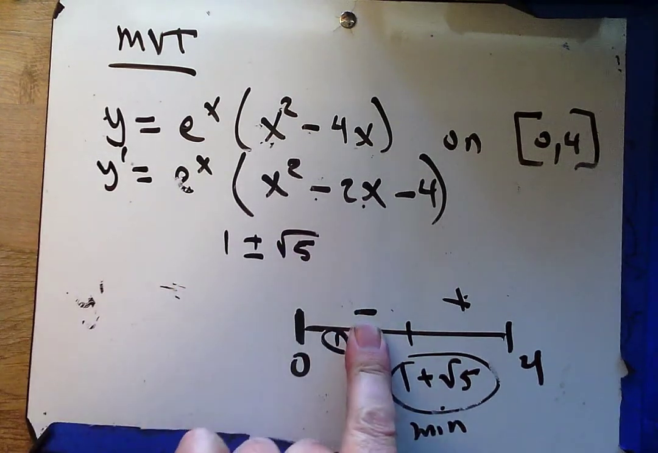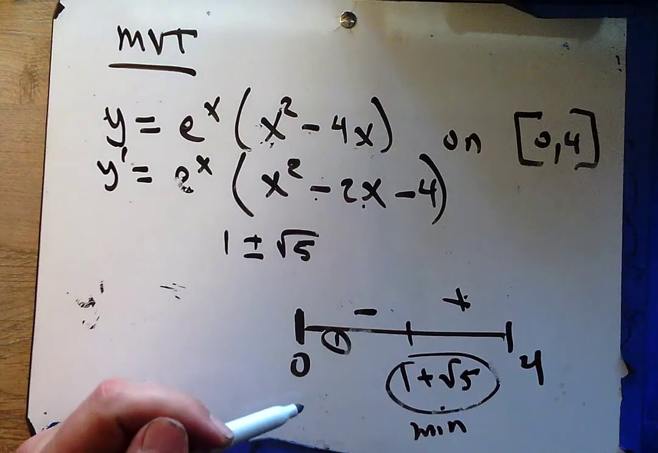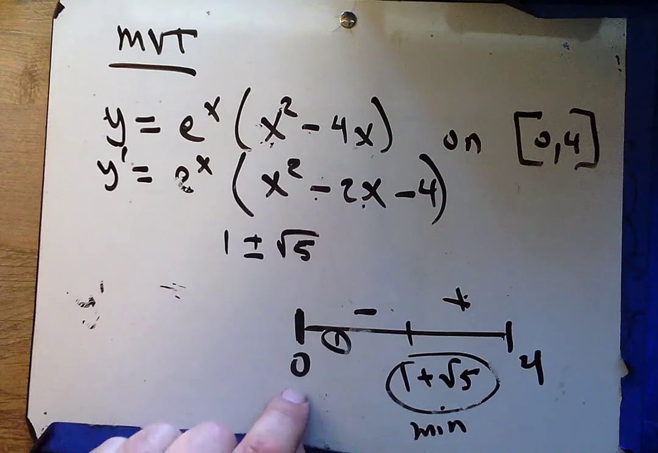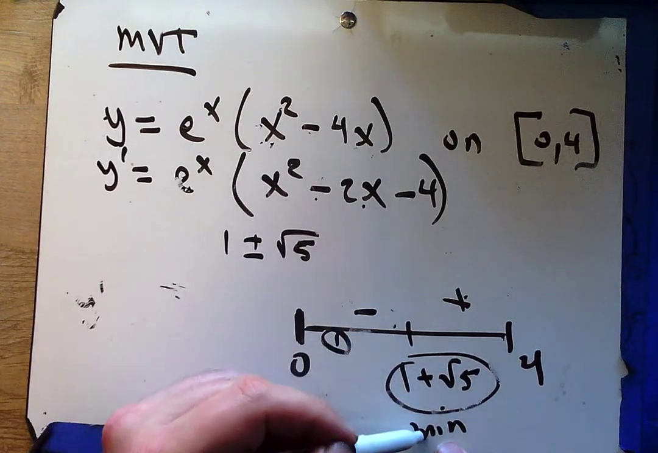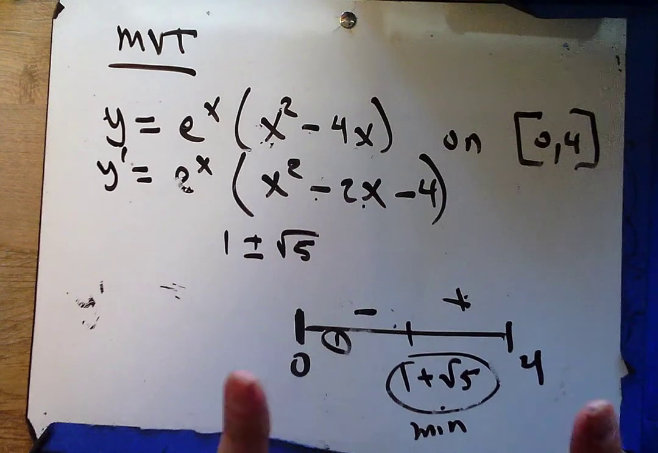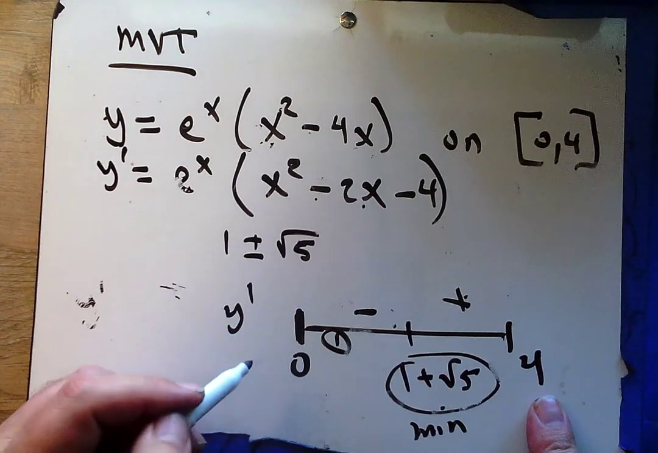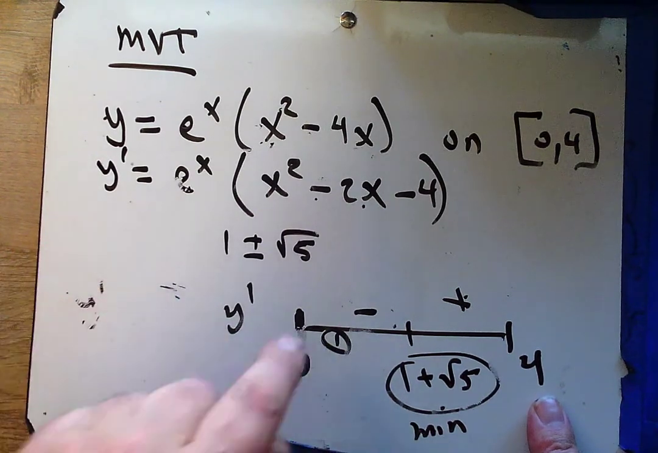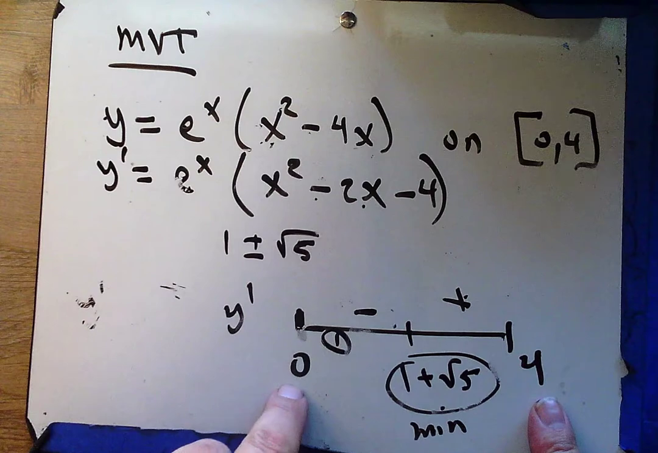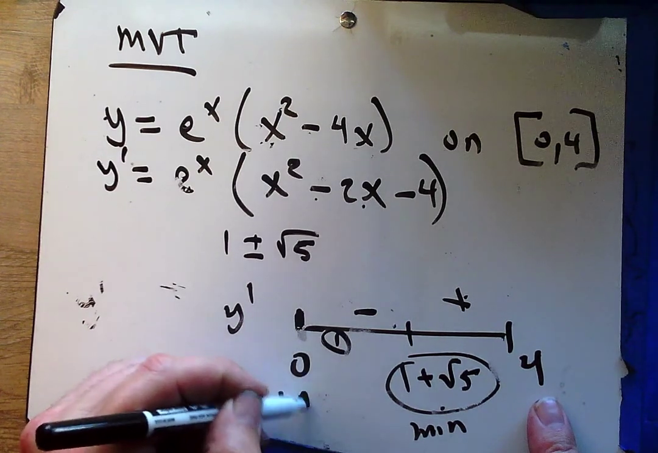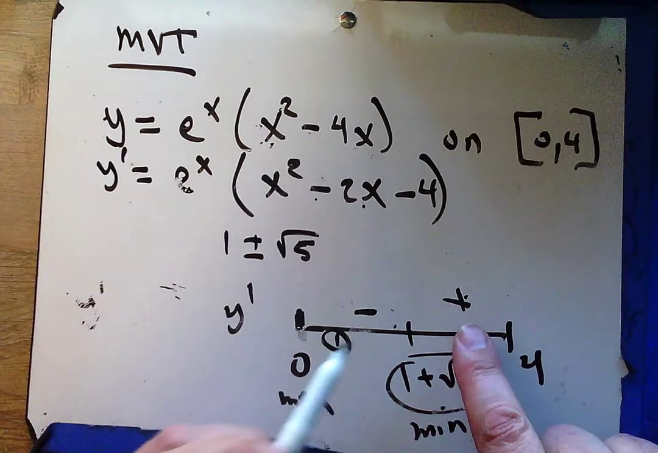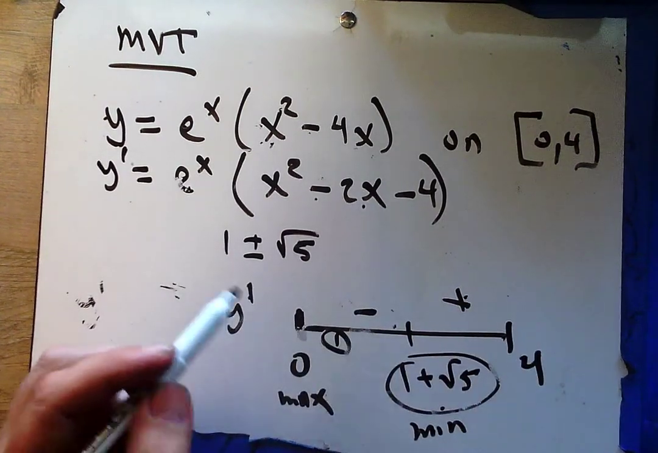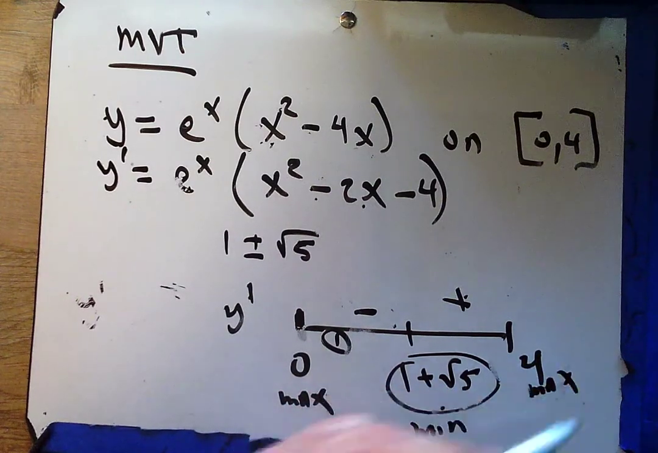I mean, this minus is still good. This plus is still good because we were checking on either side of this. But now I have endpoints. And so while I want to say that there's a min here, think about what's happening. Y prime is negative from this point, that means y is decreasing. So this is a max. And what about here? Well, y prime is positive, so y must be increasing until I get to x equals 4. And so that's also a max.